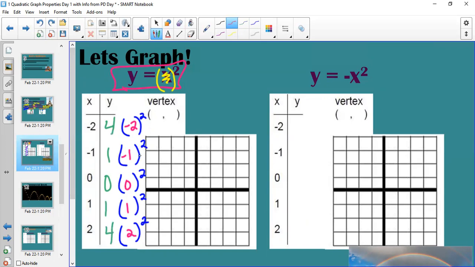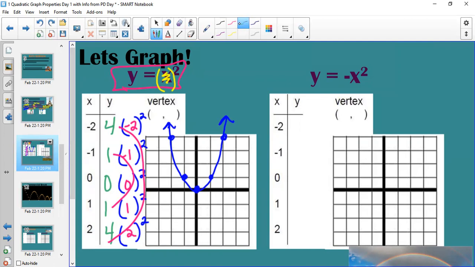Because it has an axis of symmetry, we should see what I call the rainbow pattern. So -2's answer should match 2's answer. If we graph these points, go left 2 up 4, left 1 up 1, right at 0, 0, 1, 1, and 2, 4. I'm going to connect my points to make that U-shaped graph, and I'm going to put arrows showing that it goes on forever. So we graphed a quadratic to get the graph that looks like a parabola.